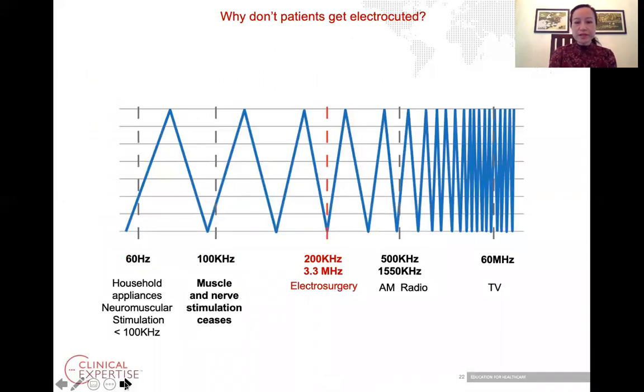So why don't patients get electrocuted when we perform electrosurgery? After all, the current from an electrical outlet, 120 volts traveling at 60 hertz, is more than enough to cause neuromuscular stimulation. The reason is that nerve and muscle stimulation ceases at 100,000 cycles per second, or 100 kilohertz. Today's electrosurgical generators operate at frequencies of 200 kilohertz or above. Since there is no risk of neuromuscular stimulation at frequencies above 100 kilohertz, patients undergoing electrosurgery will not be electrocuted.